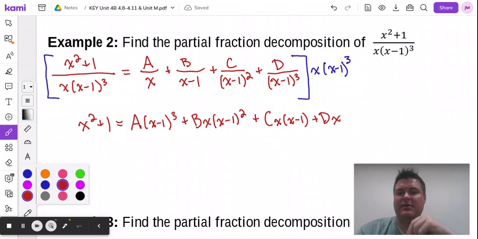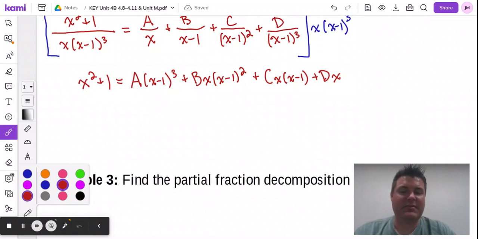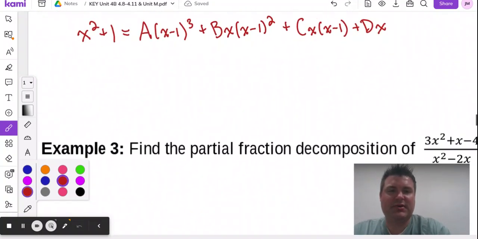Okay. Now, this is going to be a little bit more work here, but we'll get it done. So first off, pick x values that are super easy to work with. Since we need to solve for a, b, c, and d, we'll need to pick 4 x values. It will get a little muddy, but that's okay. That's what we're here for.